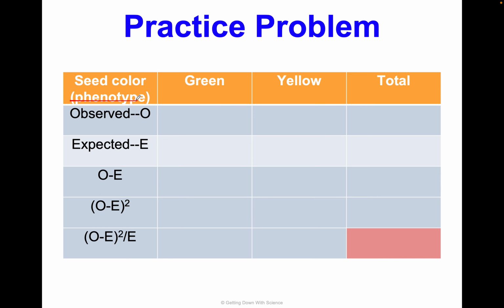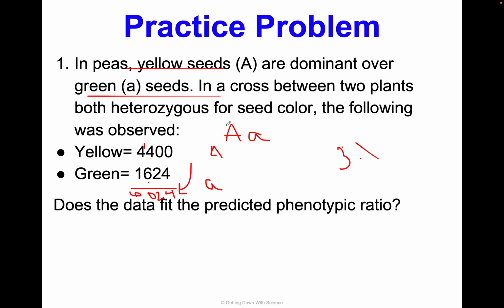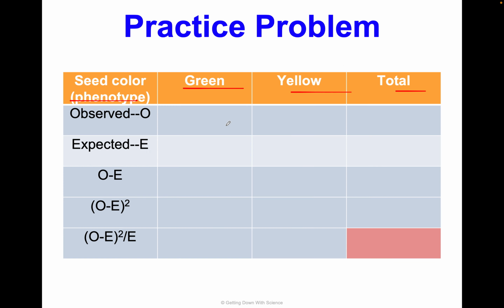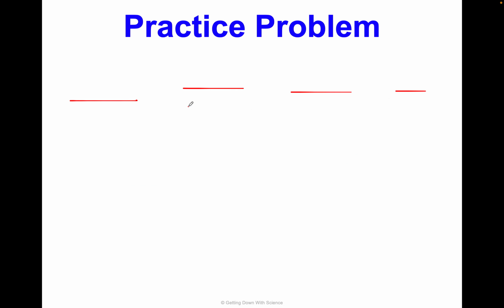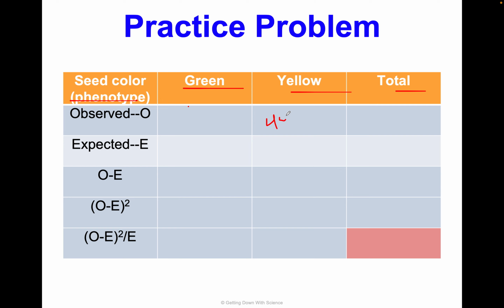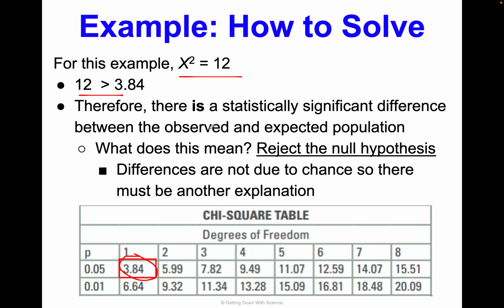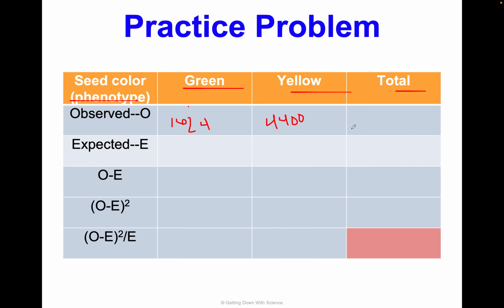Okay, so we set up our table. We have our phenotype over here. It's green, yellow, and then total. So our observed, what do we observe? 4,400 and 1,624. Then we total them up. My total was 6,024. I do not have a calculator on hand, but 25% of this is going to go into here, and 75% is going to go into here.